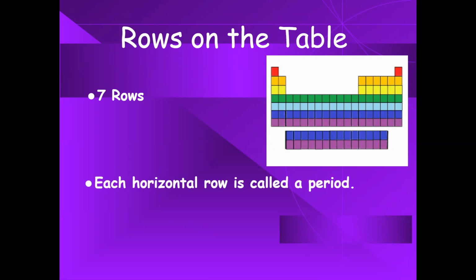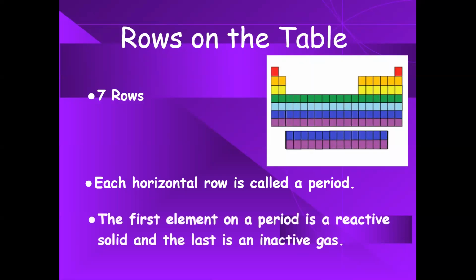Each horizontal row is also called a period. So just like families, groups, and columns are synonyms to one another, each horizontal row could also be called a period, meaning the same thing, an area from left to right on the periodic table. Looking at each row, the first element, so each element in column 1, is a reactive solid. And as you move your way across the table, the last element in column 18 is an inactive gas.